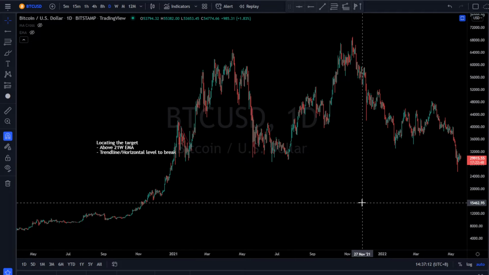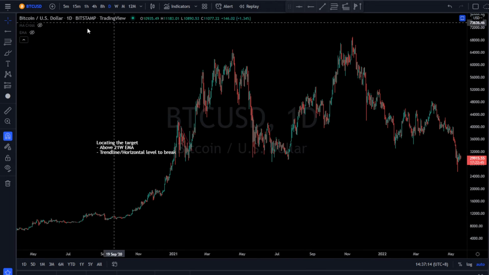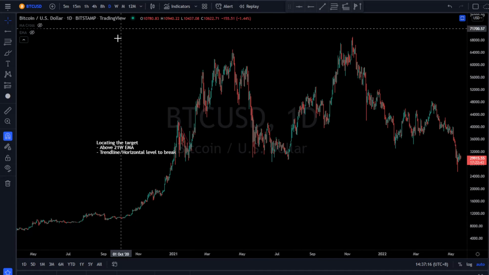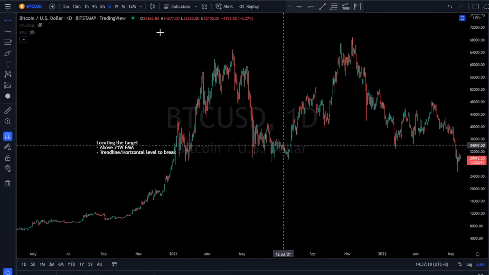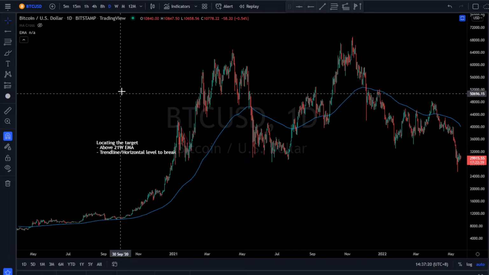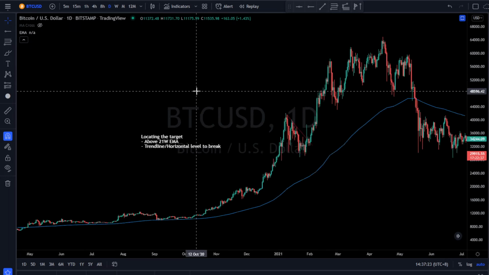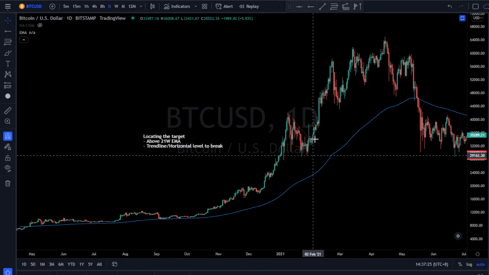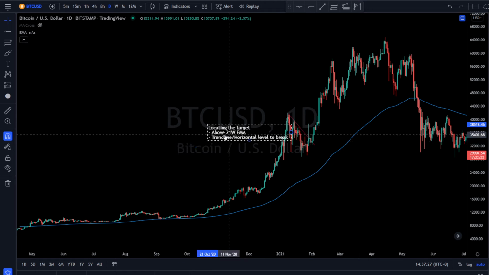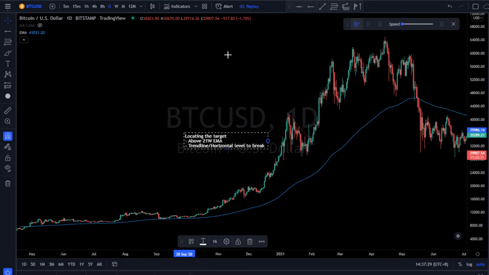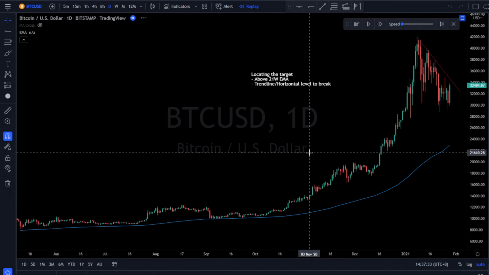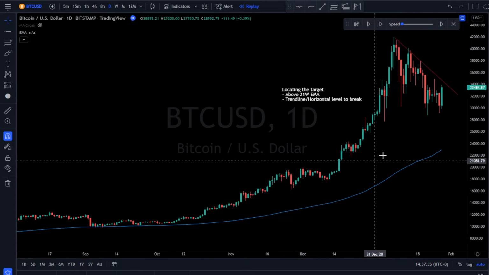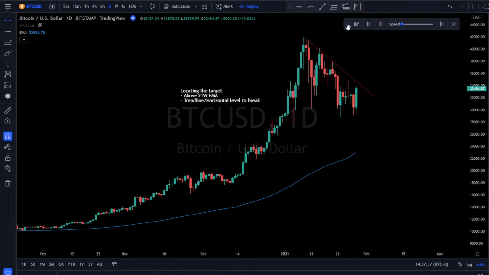Okay, so for the buy trade, here we have Bitcoin. We actually need to go back pretty far to look for a nice example for a buy trade. Let's go back in time first. Okay, so this is the spot that we're looking for.